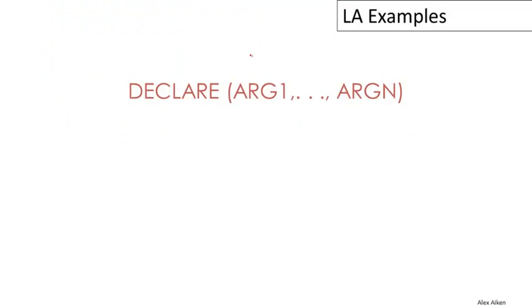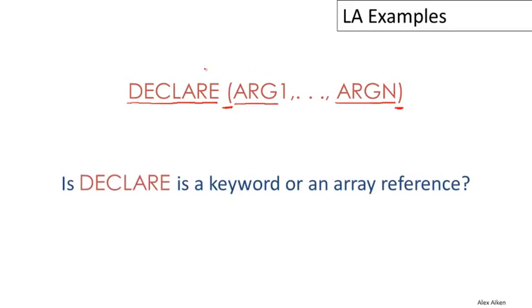So here's another example from PL1. Here we have a program fragment. We have the word declare, and then an open paren and a closed paren encompassing a bunch of arguments. I want to point out the balanced parens here, and then just a list of n things inside the parens. And it turns out that depending on the larger context in which this whole expression sits, this could be either a keyword or it could be an array reference.